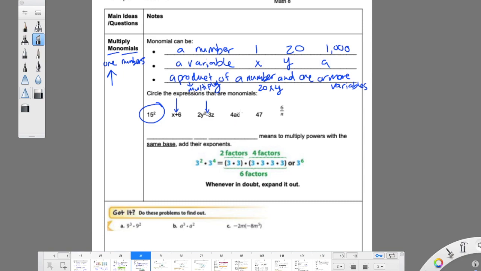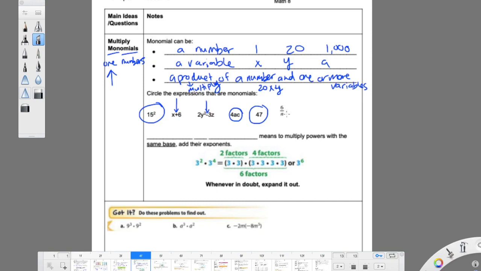All right, this one I have 4 times a times c. So it's a product of a number and one or more variables. This fits exactly into that third definition there, so this guy definitely works. I'm only multiplying those numbers. 47 is just a number. This is the very first thing that we came across here. That was our first definition, or our first bullet point there.